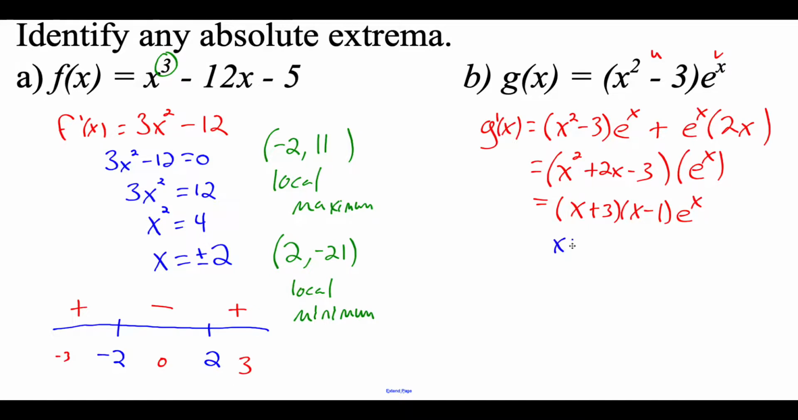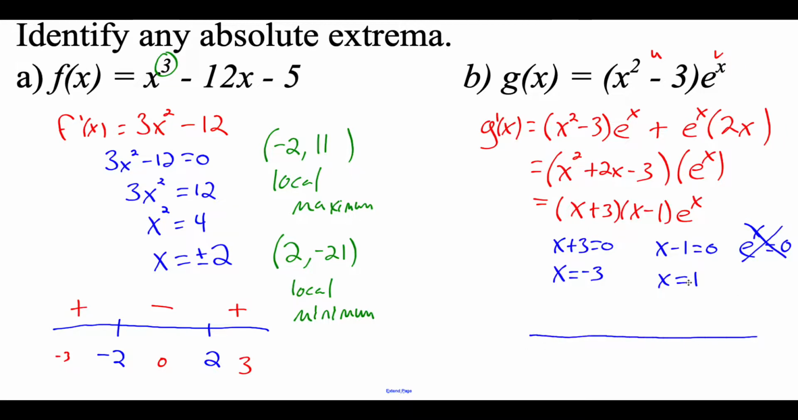So if we took the x plus 3 and set that equal to 0, then we would get a critical number at x equals negative 3. If we took the x minus 1 and set that equal to 0, we'd get a critical number at x equals 1. And if we were to take the e to the x and set that equal to 0, this one can't actually be solved. There is no power that we could ever put on e to have this equal 0. So this one isn't going to give us any critical numbers. So the only critical numbers that we have are at negative 3 and 1.